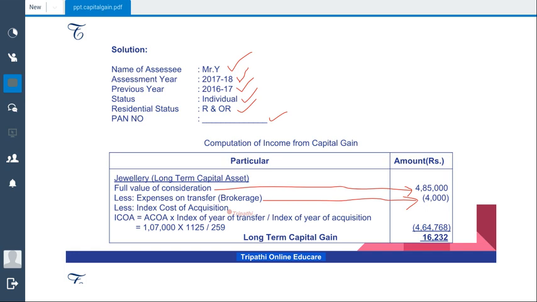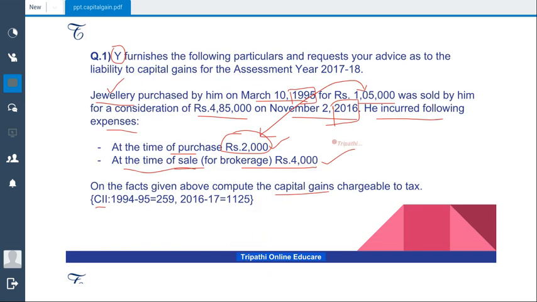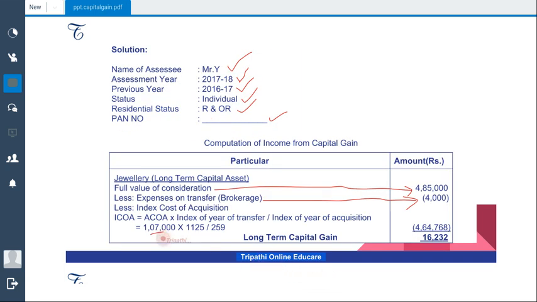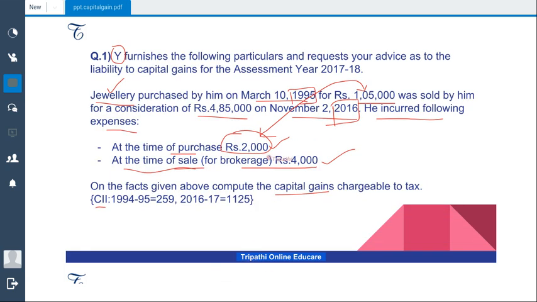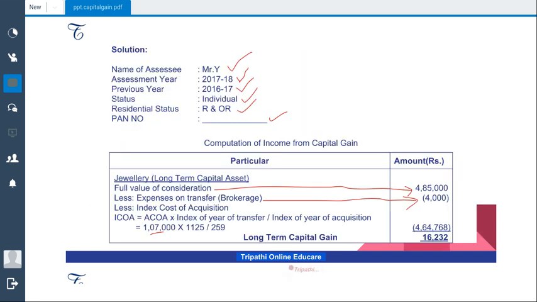Then less index cost of acquisition. As you know, the first case formula of index cost of acquisition will be applicable. So it will be actual cost of acquisition into index of year of transfer upon index of year of acquisition. Now, actual cost of acquisition won't be 1,05,000, it will be 1,05,000 plus 2,000, 1,07,000. So your actual cost of acquisition is 1,07,000 into index of year of transfer. In which year are you transferring this jewelry? You're transferring in the year 2016-17. So 2016-17, your CII cost inflation index is 1125.